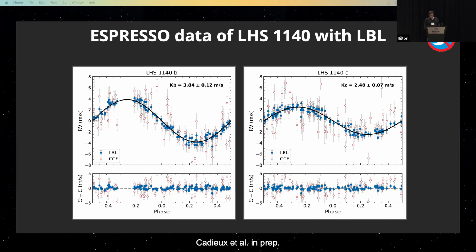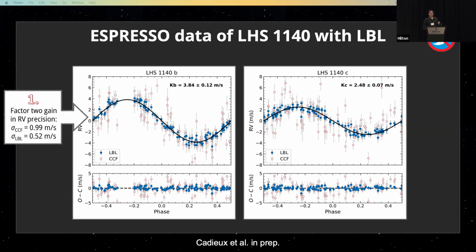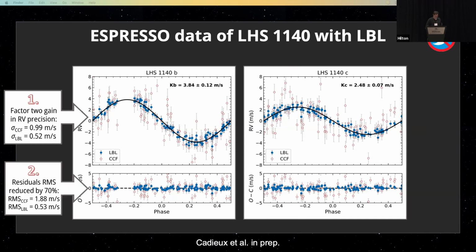And I can summarize the improvement into 4 key points. First one, with LBL, the RV uncertainty is reduced by a factor 2. So 50 centimeters per second instead of 1 meter per second with CCF.